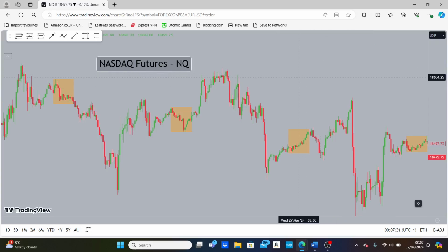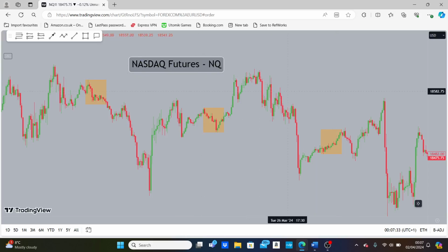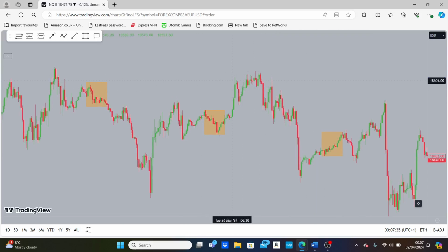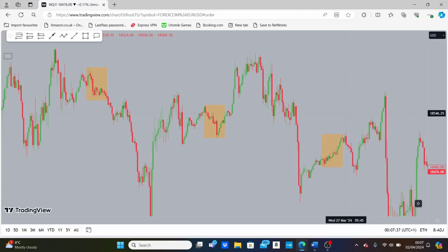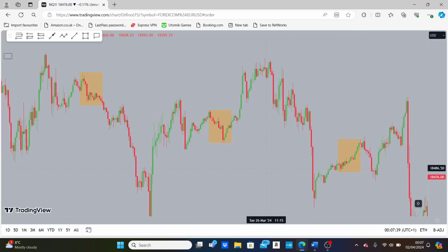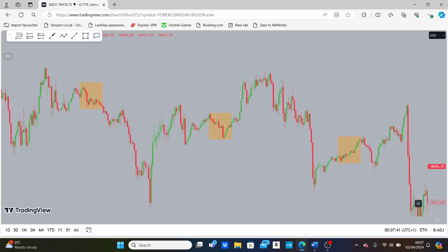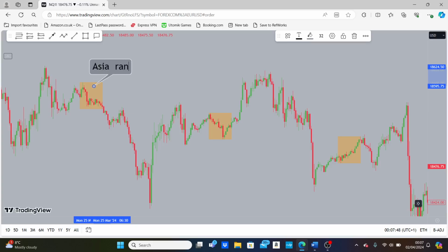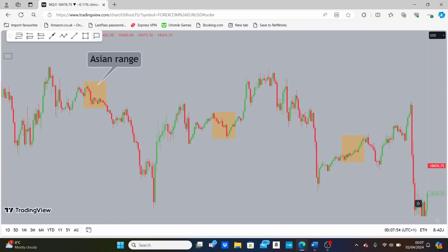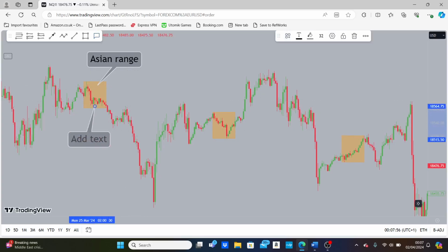So now let's get back to the chart. Here we have the Nasdaq futures, or the NQ, and we're going to be dissecting price action on the 15-minute chart. What we have here is price giving us the Asian range. The Asian range is typically in orange on the charts I've been looking at recently.